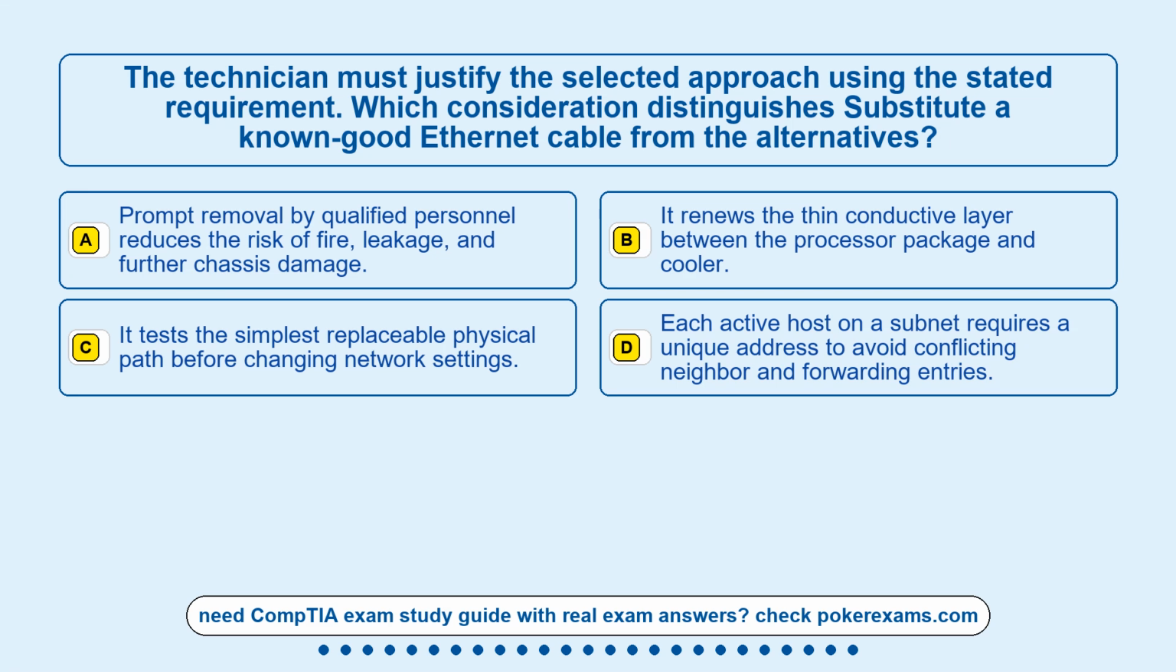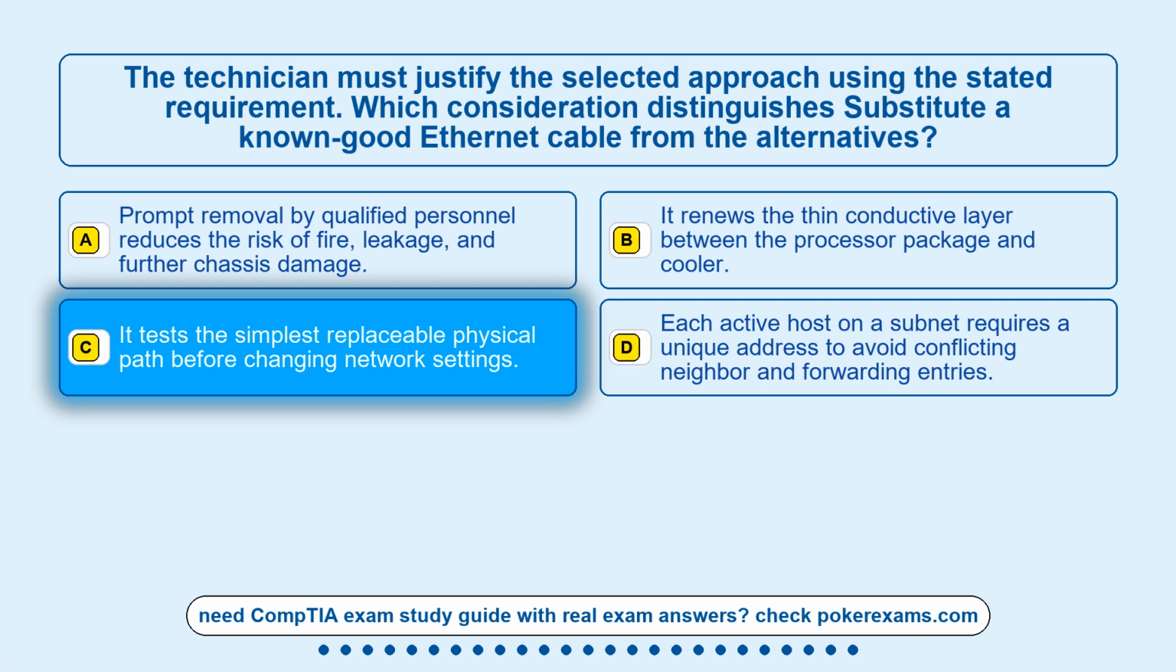Question 19. The technician must justify the selected approach using the stated requirement. Which consideration distinguishes substitute a known-good Ethernet cable from the alternatives? Option A. Prompt removal by qualified personnel reduces the risk of fire, leakage, and further chassis damage. Option B. It renews the thin conductive layer between the processor package and cooler. Option C. It tests the simplest replaceable physical path before changing network settings. Option D. Each active host on a subnet requires a unique address to avoid conflicting neighbor and forwarding entries.